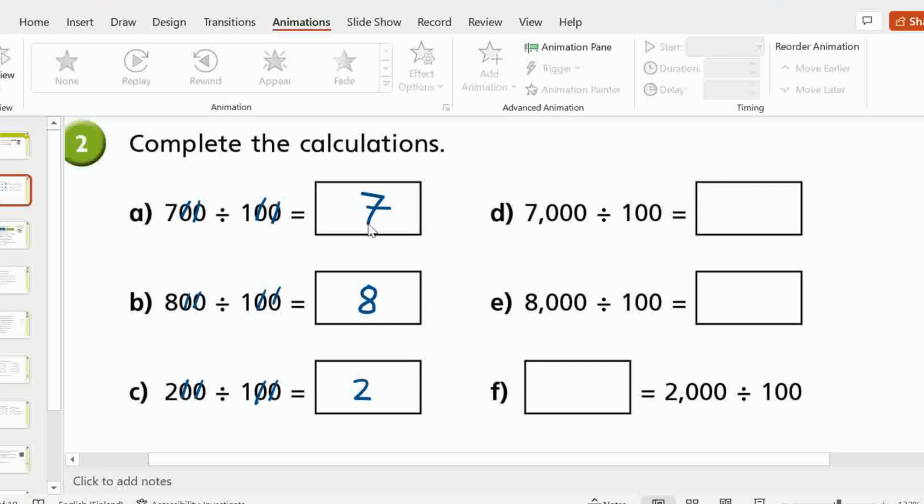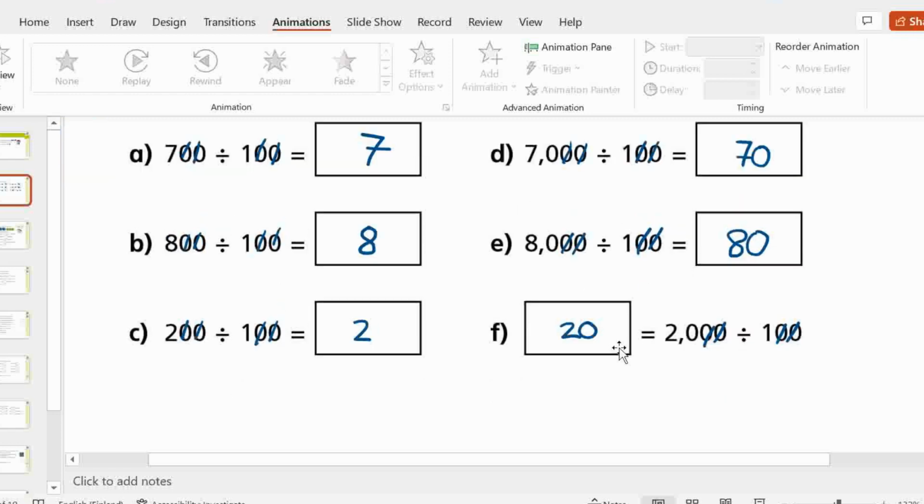7,000, sorry, divided by 100. 70, correct, because these 2 zeros. 8,000 divided by 100. What are we left with? Good, yes, 80. Because we only have 2 zeros, like that. Now this one's just swapped around, so just read it as 2,000 divided by 100. 20, good. Because again, we've got the 2 zeros whenever we're dividing by 100. We need to just get rid of those 2 zeros.